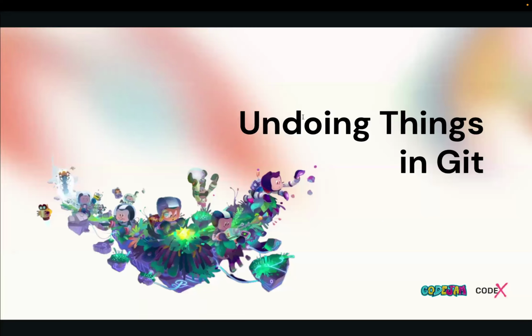Now we are going to talk about undoing things in Git. Undoing things in Git is very essential. Let's say mistakenly we add something to the stage. We mistakenly commit something. We mistakenly push something. We mistakenly merge something to the main branch. At any point we can revert.